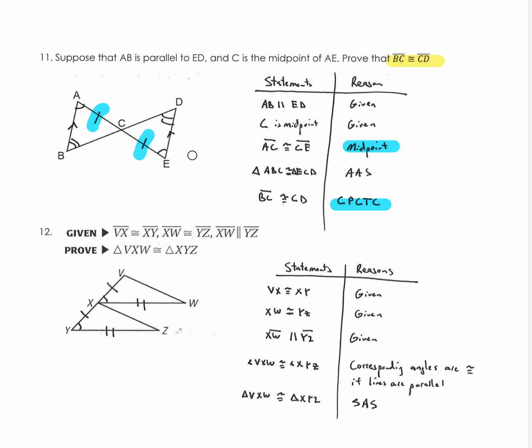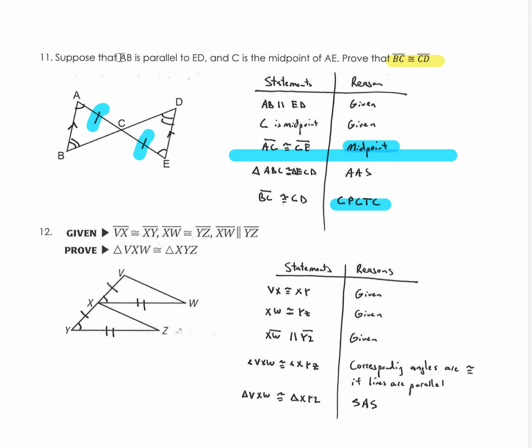I didn't actually write that. My bad. I must have got distracted. There should actually be a line in here, right in here, where it says angle A is congruent to angle E because of alternate interior. And that angle B and angle D are congruent because of alternate interior.